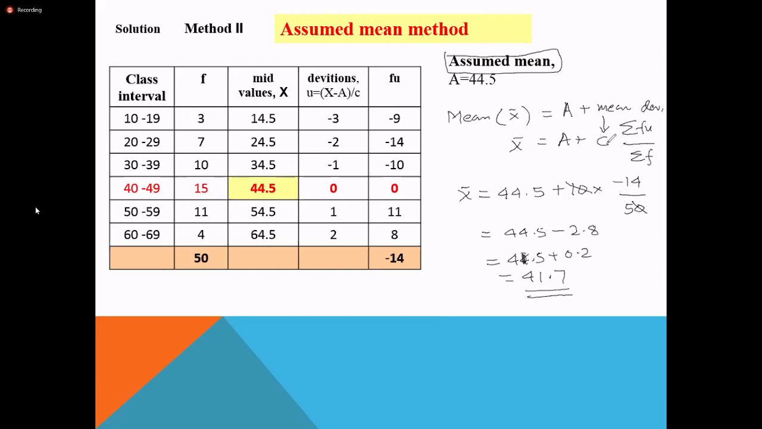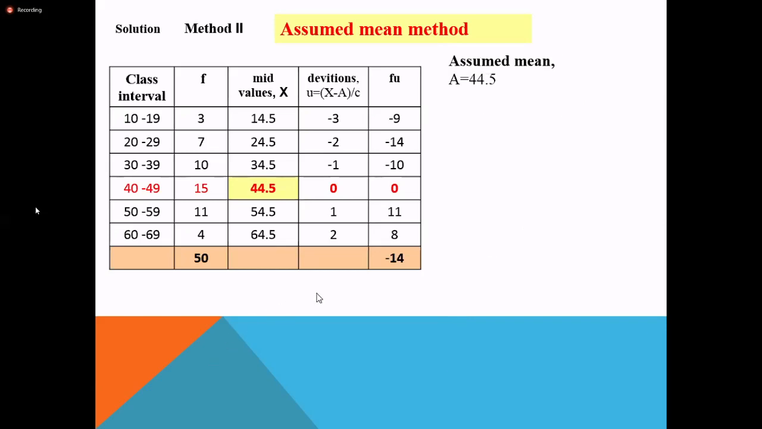But remember the formula is this one. This is the formula: assumed mean plus the mean deviation part is equal to this one. If you have adjusted means here, you have to re-multiply it by the C value. So now I think it is easy.